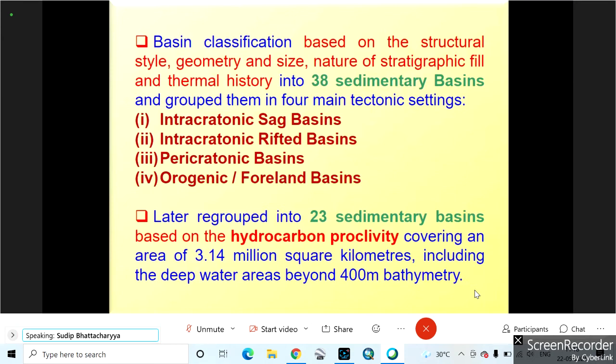So intratectonic sag basins, then intratectonic rifted basins, obviously you know these things, then perictectonic basins, and orogenic or foreland basins. Orogenic or foreland basins, I have described, are the foothills of Himalaya in the northern part of India, and in the Assam, Arakan part there in the northeastern part. So those are the orogenic belts and orogenic foreland basins. And the third one is the perictectonic basin.